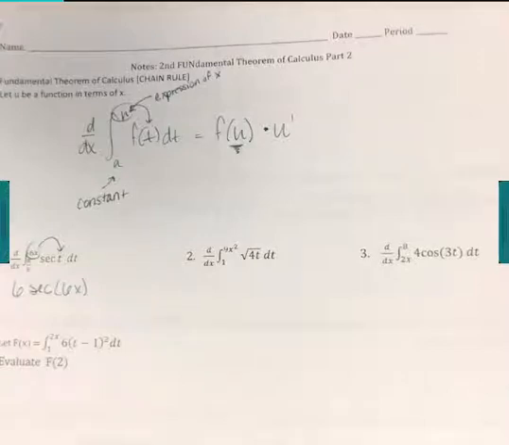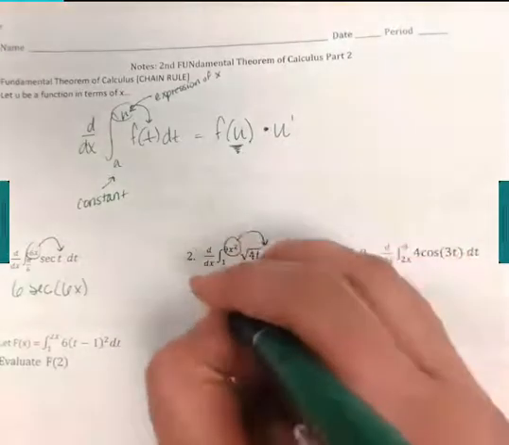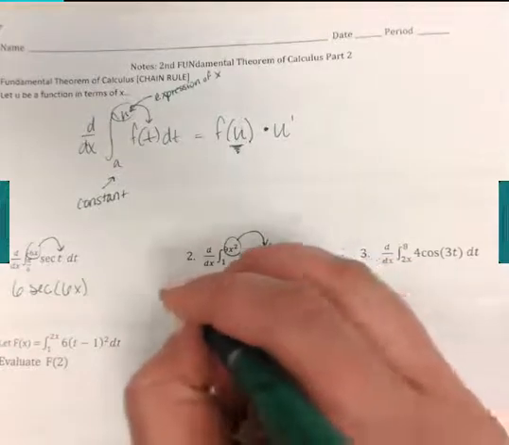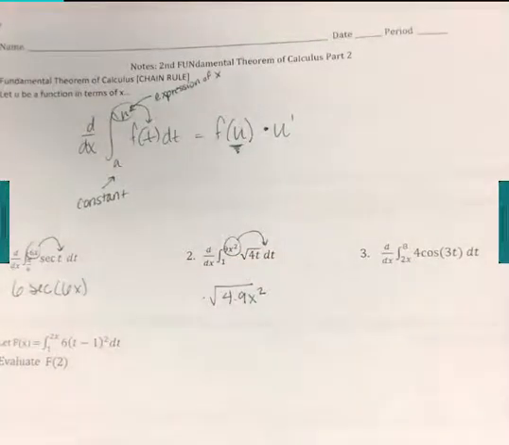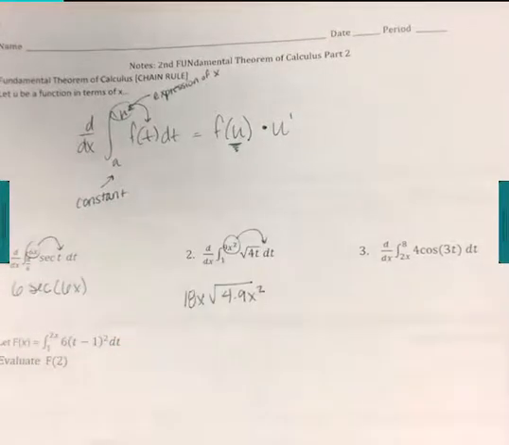Next one. Integral from 1 to 9x squared. We're taking the derivative, so I circle the 9x squared. Plug it in where the t is. So I have square root of 9x squared plugs in. And then what do I need to multiply by in the front? 18x. Because remember, you're taking the derivative. So the 2 will times down, and that's where the 18 comes from. Okay, last one like that.